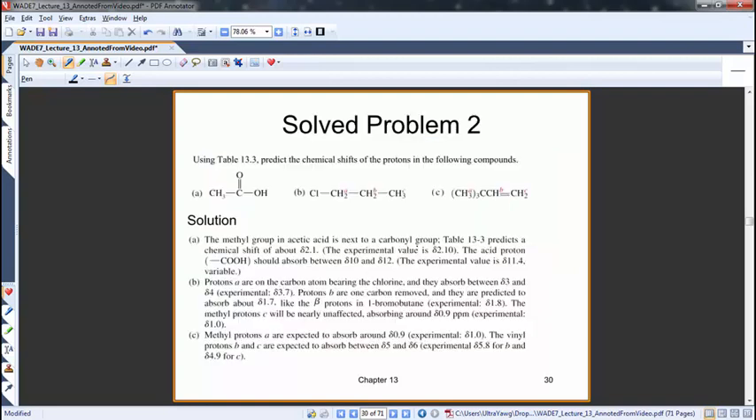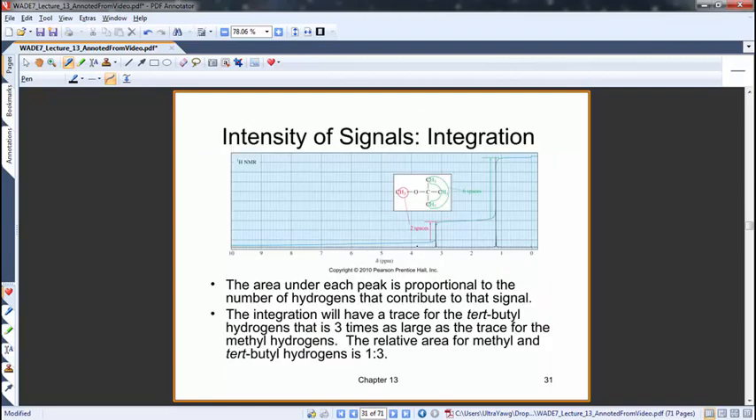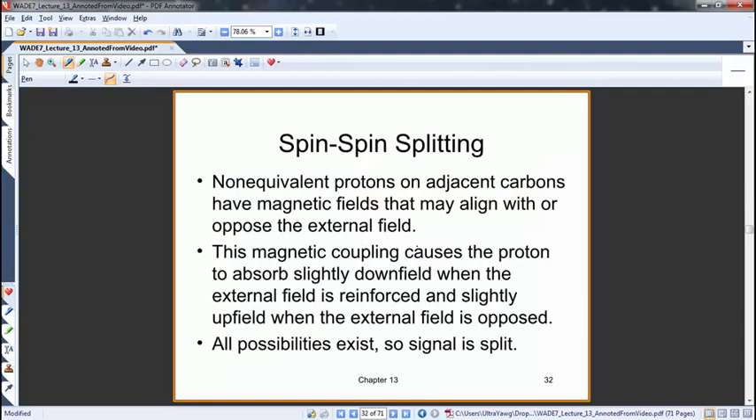Okay. I'm going to skip over the solved problems. You guys feel free to look at it if you want. The integration is exactly what I just talked about. It's how many protons make up that signal. So I'm going to go through that.